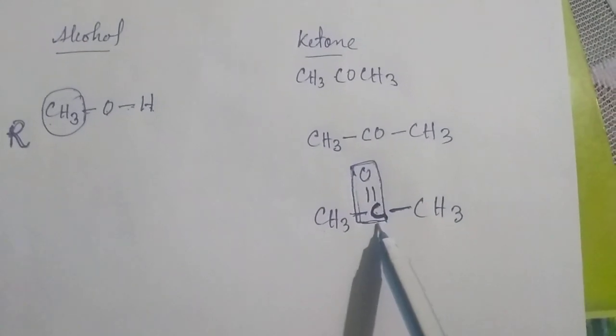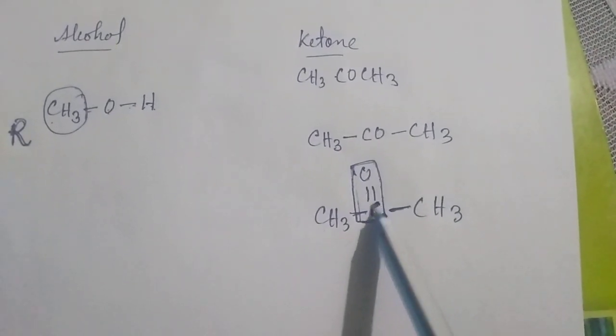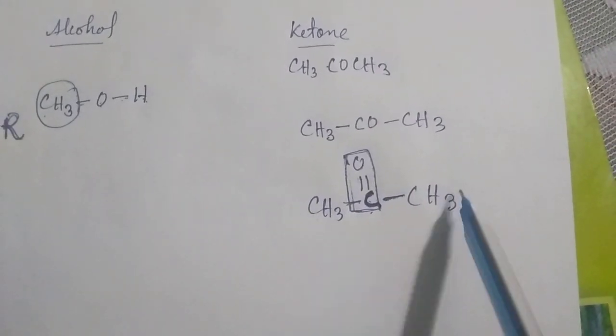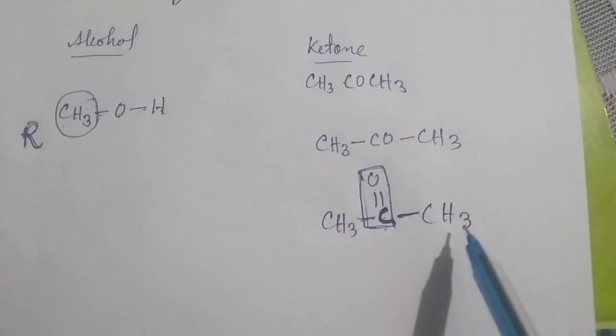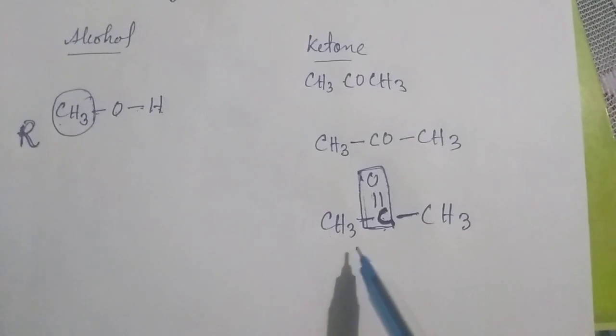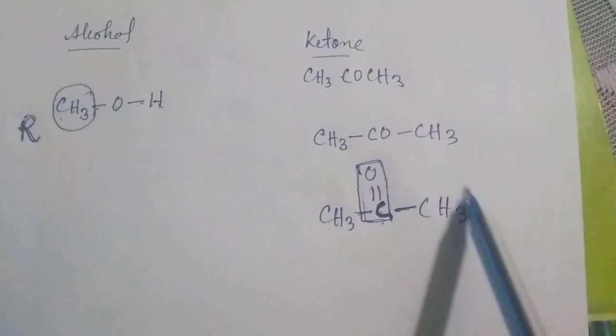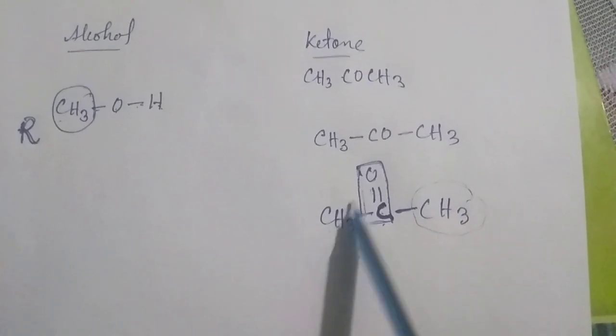So in ketone, the connection of oxygen is always C double bonded O. On both the left and right sides there should be R, and R means carbon chain. It can be branched, shorter or longer, any chain, but both sides should be a carbon chain.